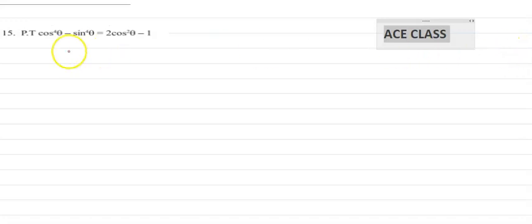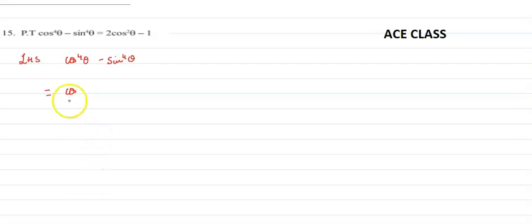Next question. See here. Prove that cos power 4 theta minus sin power 4 theta is equal to 2 cos square theta minus 1. So we will consider the LHS. What is there in the LHS? That is cos power 4 theta minus sin power 4 theta. Since we don't have any formula for power 4, I'll just split this as cos square theta whole square minus sin square theta whole square. So it is in the form of a square minus b square. You can write it as the product of the sum of the numbers and the difference of the numbers.